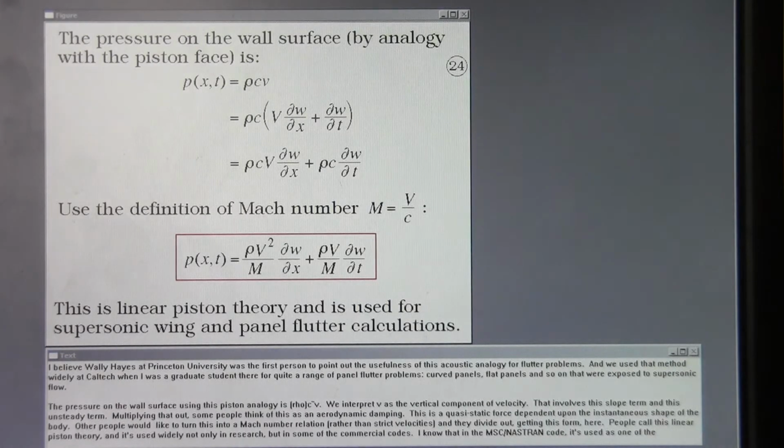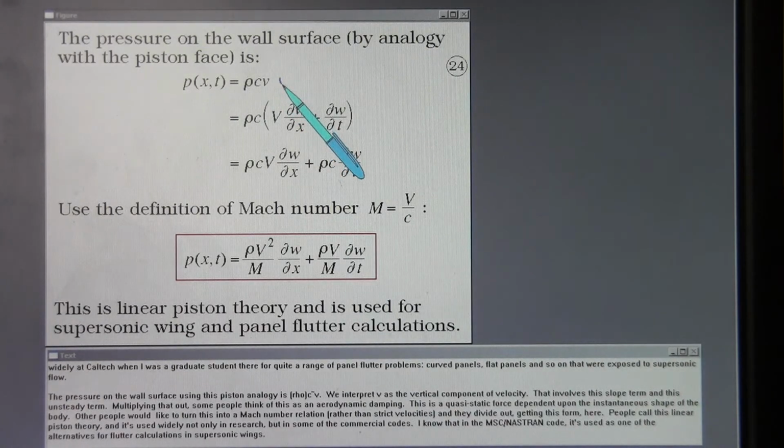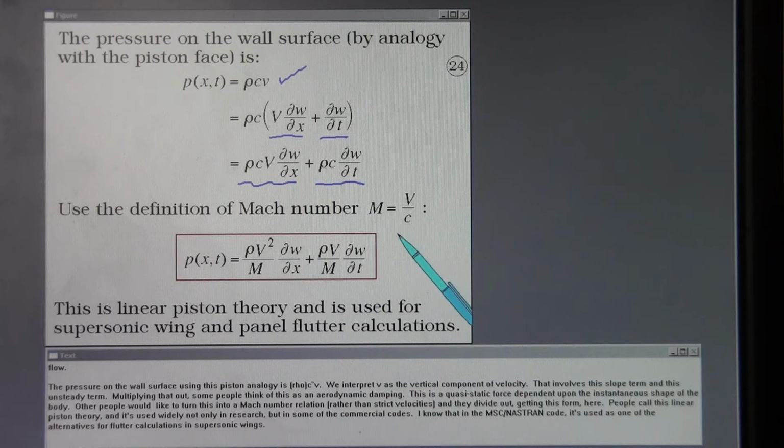The pressure on the wall surface using this piston analogy is rho C V. We interpret the V as the vertical component of velocity. That involves this slope term and then this unsteady term. Multiplying that out, some people think of this as an aerodynamic damping. This is a quasi-static force dependent on the instantaneous shape of the body. Other people would like to turn this into a Mach number relation rather than strict velocities, and they divide out in getting this form here.